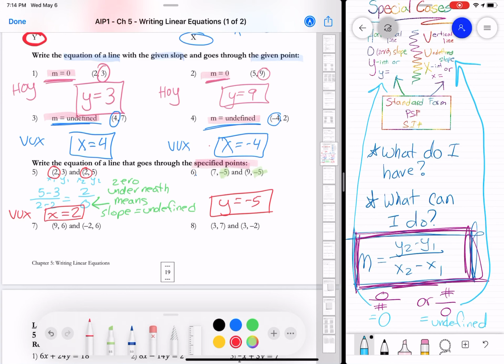So for number 7, your answer is y equals 6. And for number 8, it is x equals 3. Hopefully this makes a lot more sense to you. If not, I know it's math, but practice does help us a little bit more.